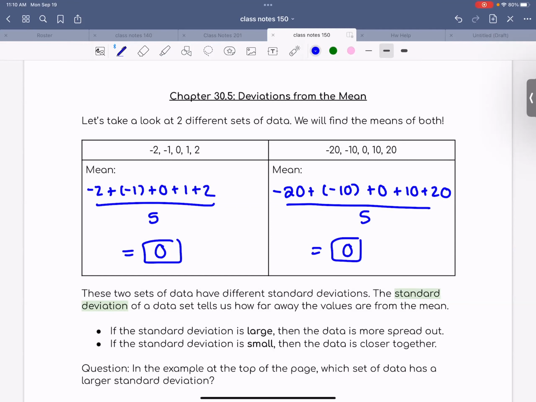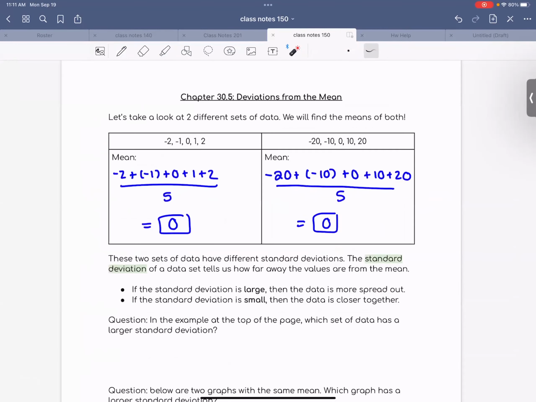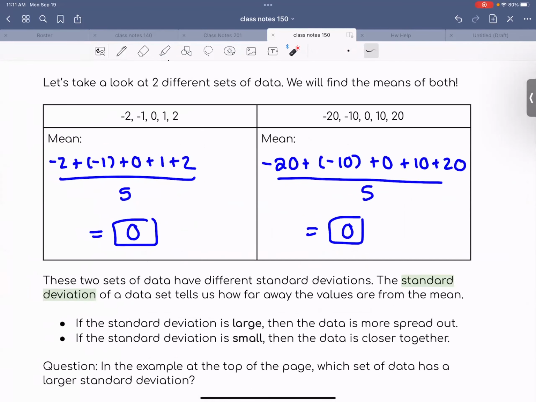Isn't one more spread out than the other, right? In the data set here, the numbers are further away from the mean 0 than the numbers here. The numbers on the left are closer to 0. The numbers on the right are further away from 0, okay? And this is what we're going to focus on today. There's a number called the standard deviation that talks about how spread out the data are, okay?